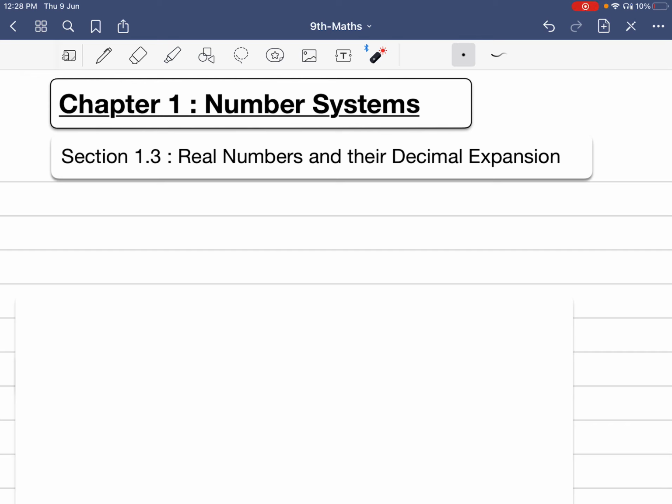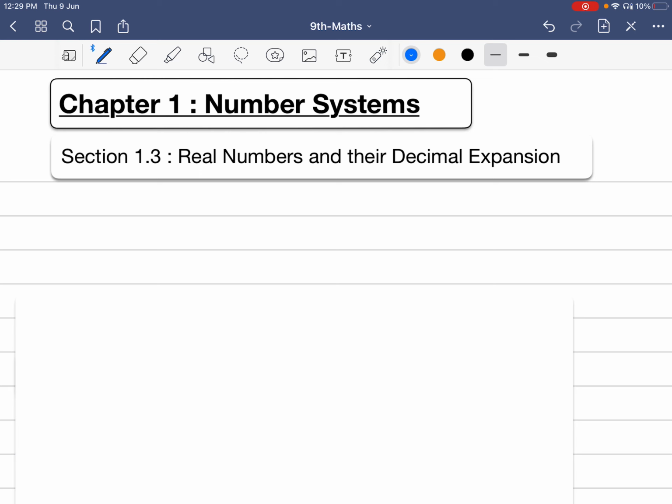So now we are going to move to the next section, section 1.3, real numbers and their decimal expansion. So we have seen that there are two types of real numbers.